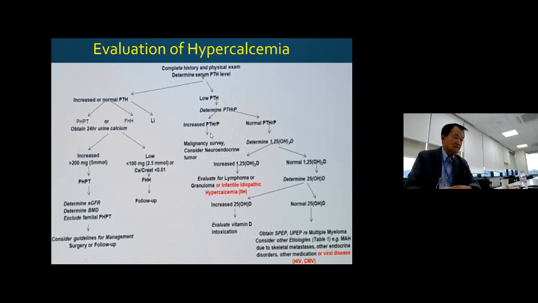But if you have low parathyroid hormone, you can think about certain neuroendocrine tumors, and if vitamin D is increased, it's certain lymphoma or idiopathic conditions. So you have to check vitamin D.